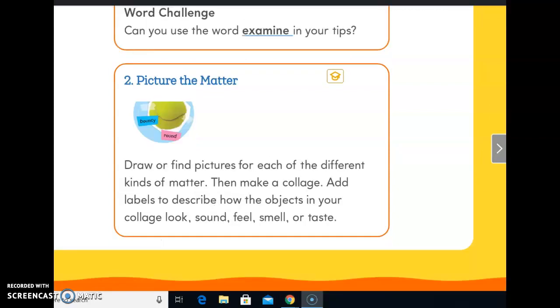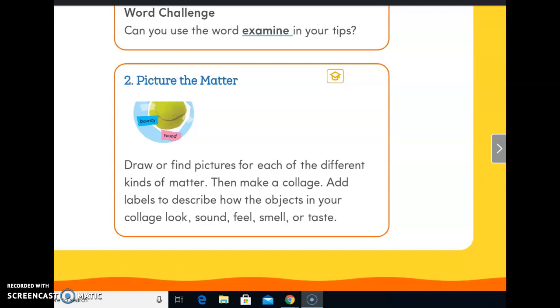Activity 2 is called Picture the Matter. So you will draw or find pictures for each of the different kinds of matter. So solids, liquids, and gases. Then you're going to make a collage or just a giant picture and add labels to describe how the objects that you chose sound, feel, smell, or taste.